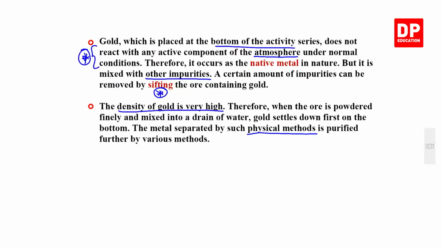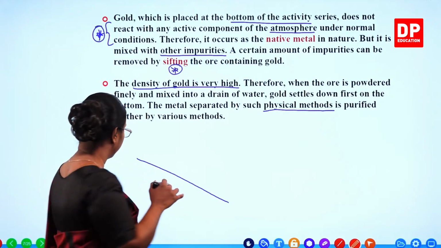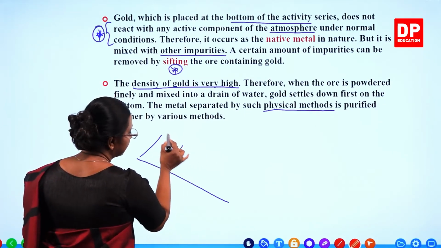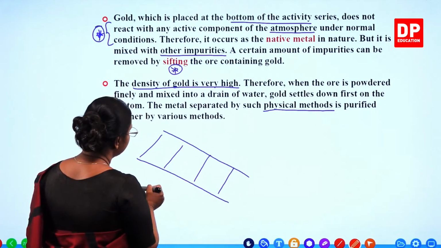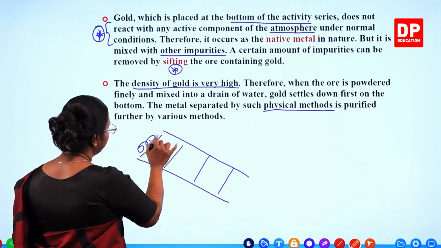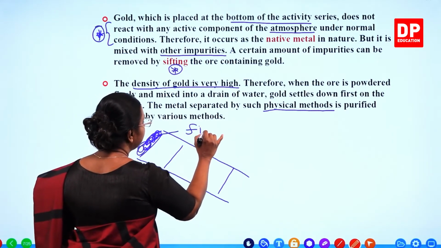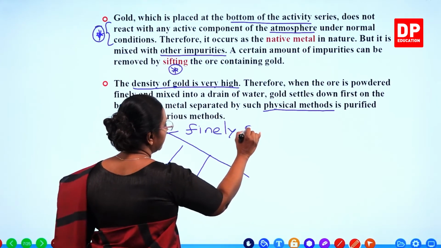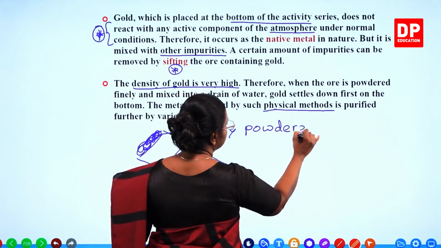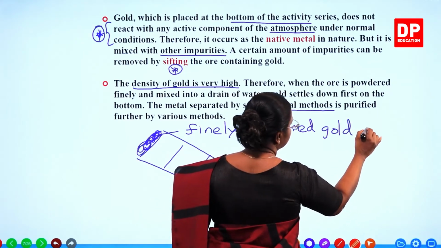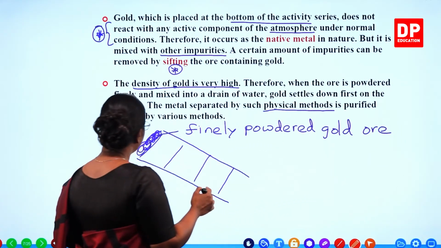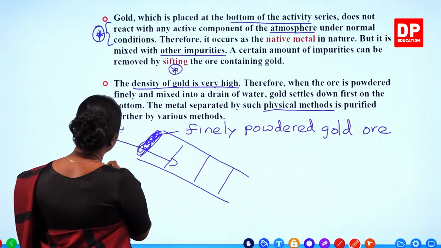Now, if there is flowing water and a slight inclination, they use a ladder-like structure for the sifting process. In it there are plates like that, kept at an inclination, and here they put the gold ore powder. So this is the finely powdered gold ore.